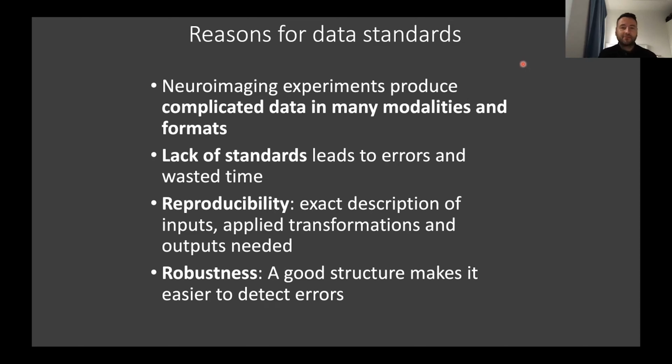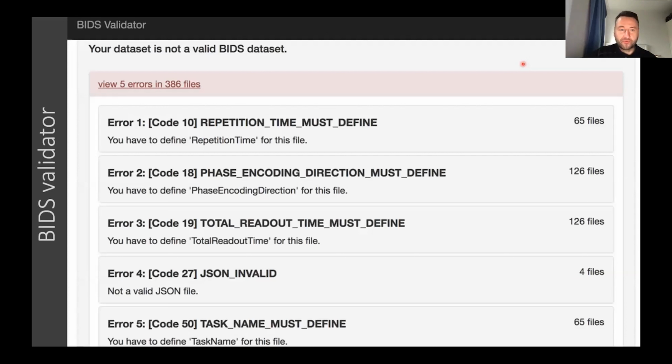And this is a problem for reproducibility, among other things, because if a data standard, a data model, is only loosely defined, then it's very easy that errors creep in. So for reproducibility, it is good if we have an exact description of inputs, the applied transformations, and the outputs that happen to a data set. And there are also advantages for robustness, because a good structure makes it easier to detect errors. So for example, in BIDS, we have the BIDS validator. When you have a BIDS data set, you can just run the validator over it, and the validator will then spot the errors, basically the formal, the structural errors at least.